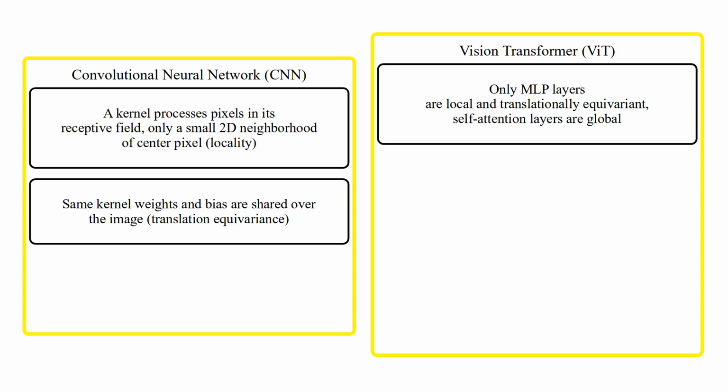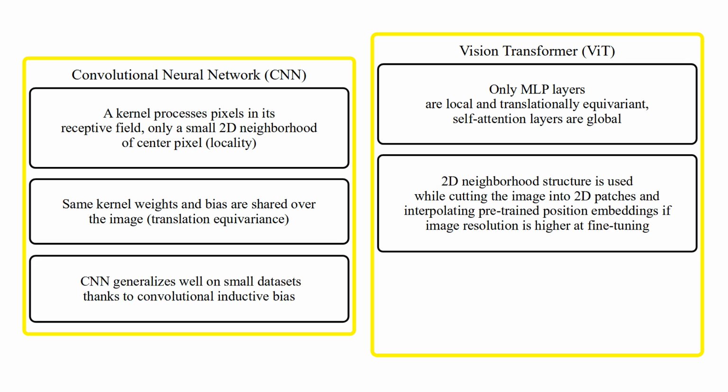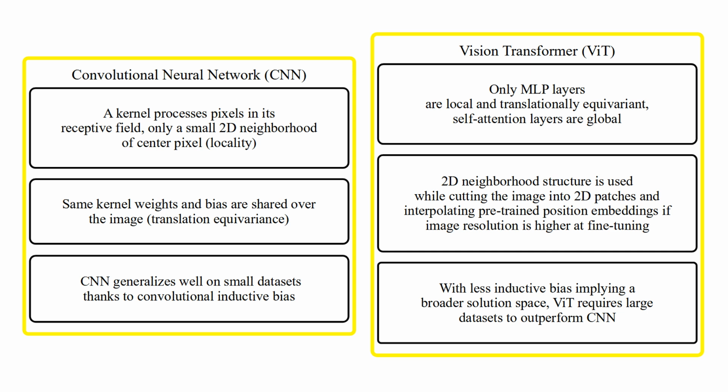In vision transformer, only MLP layers are local and translationally equivariant. Self-attention layers are global. 2D neighborhood structure is used while cutting the image into 2D patches and interpolating pre-trained position embeddings if image resolution is higher at fine-tuning. CNN generalizes well on small datasets thanks to convolutional inductive bias. With less inductive bias implying a broader solution space, Vision Transformer requires large datasets to outperform CNN.